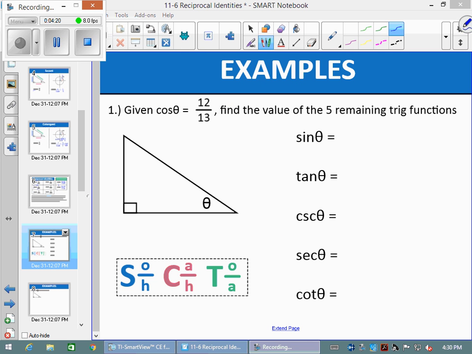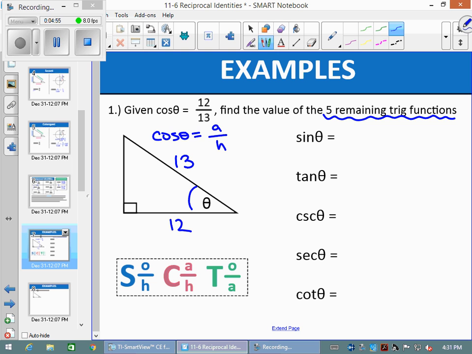Okay, so let's try some examples using these new reciprocal functions. For question 1, we're told that given that the cosine of theta is 12 over 13, so here's my triangle, I'm going to label what I know. Cosine is adjacent over hypotenuse, so my adjacent side is told to me as 12, the hypotenuse I know is 13. We're asked to find the value of the 5 remaining trig functions. That's right, now we have 6 total functions. So I'm going to think about cosine. I labeled my triangle, but I'm missing this opposite side.